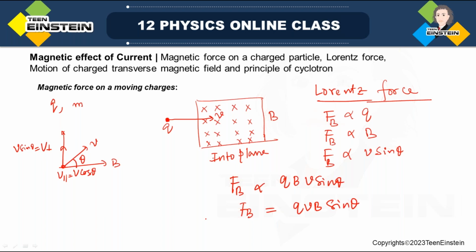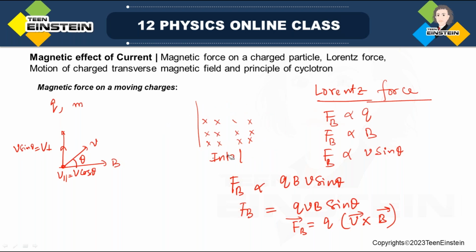Okay, and if we write in terms of vector, it will be F_B is equal to q into v cross B. So v cross B means vB sin theta along with some direction. Okay, so this is how we found out the magnetic force on a charged particle.